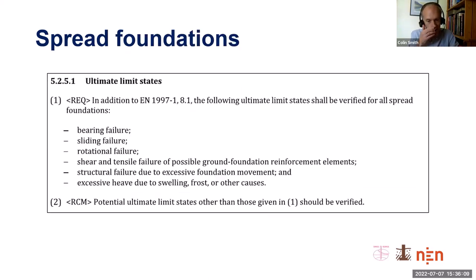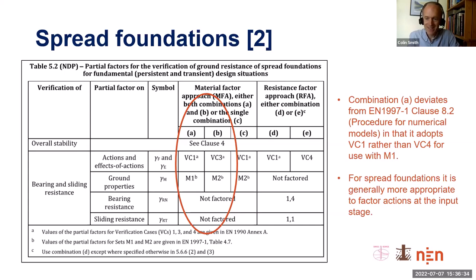In terms of spread foundations, things are a little bit different. Again, it's required to verify a range of ultimate limit states, and I'm going to say a little bit more about that in a moment. But the table of factors that is given recommends that you can use combinations A and B in this table, or the single combination C. So A and B broadly correspond to numerical methods.